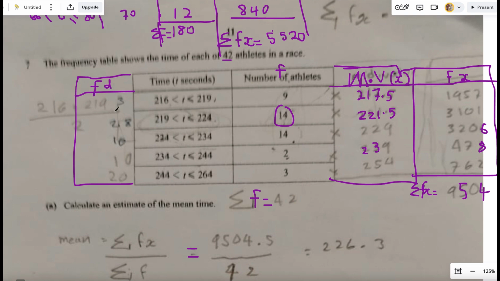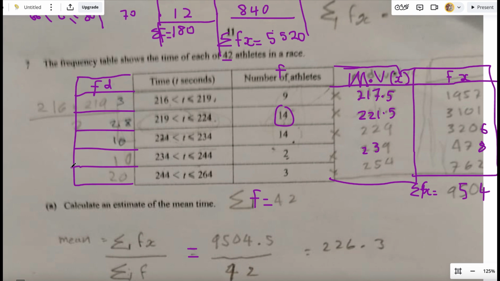So for this first one, you know the formula for frequency density. Frequency density is frequency divided by class width. Do not confuse the class width with the mid value. Mid value is to add and divide by 2. The class width is to find the difference between the two.